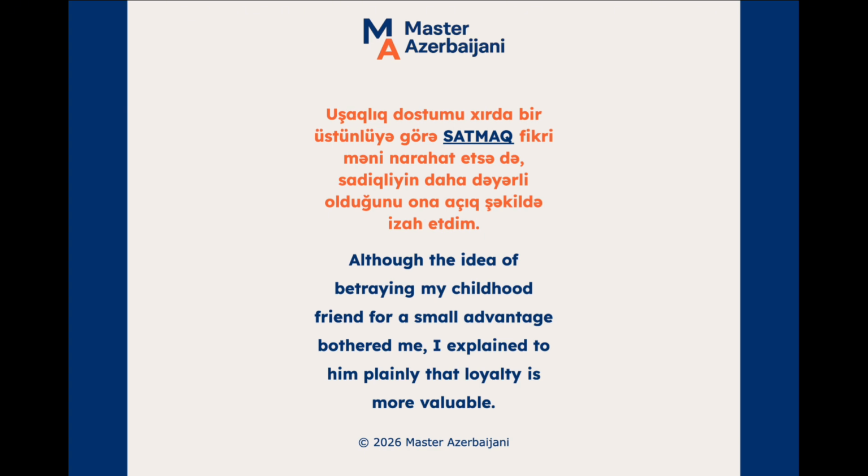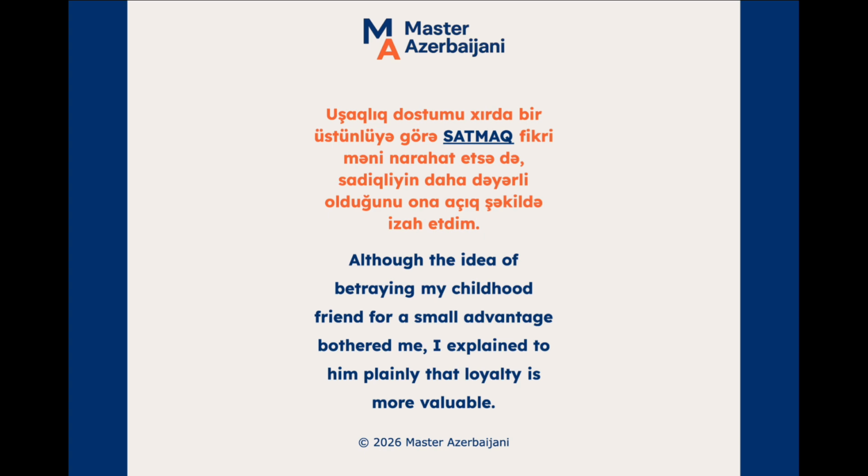Let's see. Uşaqlıq, childhood. Uşaq is a child. Dostumu, friend, my friend. Dost, friend, dostum, my friend. Xırda bir, a little, small. Üstünlüyə görə, for advantage. Satmaq fikri, the idea of betraying. Məni narahat etsə də, although it bothered me, sadiqliyin, the loyalty, daha dəyərli, see the word daha? More valuable olduğunu, because it is, means that loyalty is more valuable.